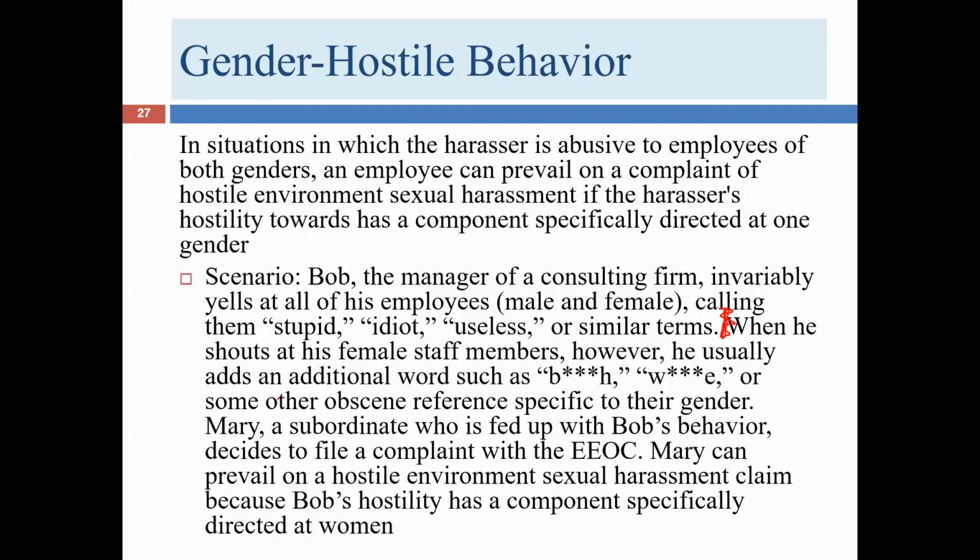And in this situation, Mary is one of these women who's referred to by these terms. She files a charge with EEOC. Now, Phil, who also works for Bob, is called stupid and idiot or whatever, but he is not referred to with gender-specific insulting terminology. Under these situations, because only women were referred to with these terms, Mary can prevail under a hostile work environment claim, even though Bob is not doing anything sexual.